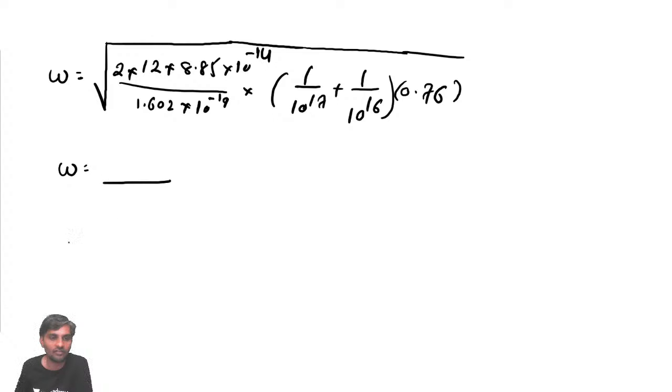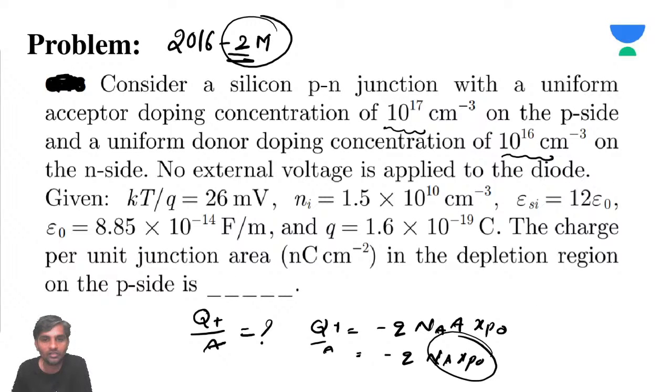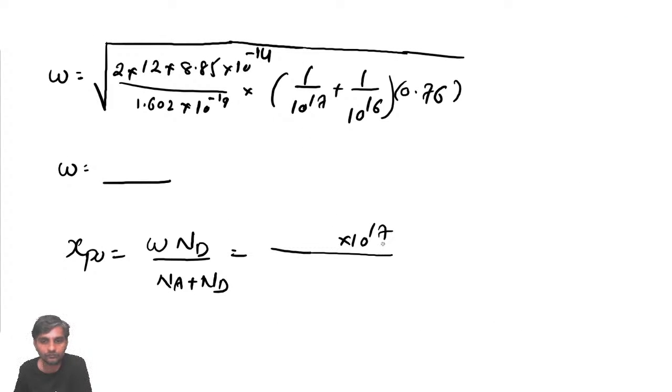Once you calculate the value of W, you can calculate XP naught. XP naught is going to be how much? W into ND by NA plus ND. So calculate the value of W. ND is 10 to the power of 17, I think. Donor concentration 10 to the power 16. Calculate the value of W.